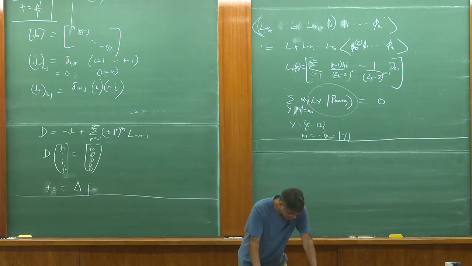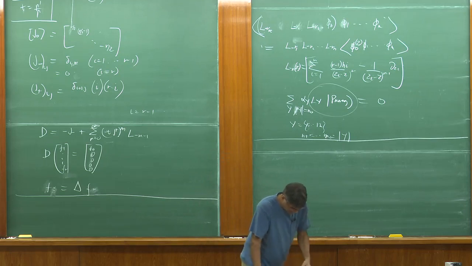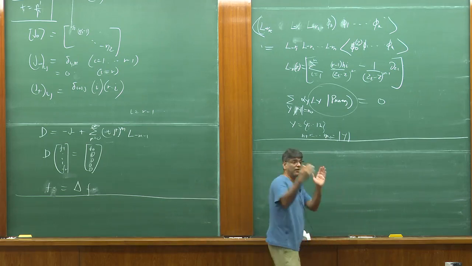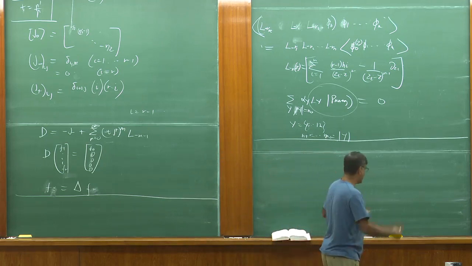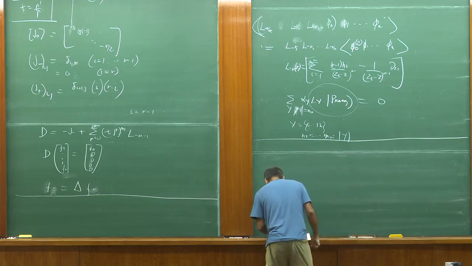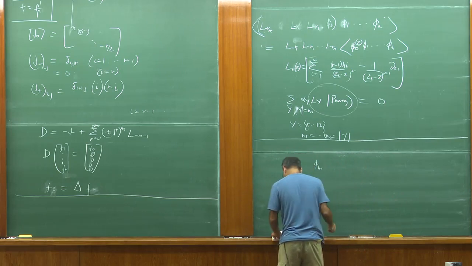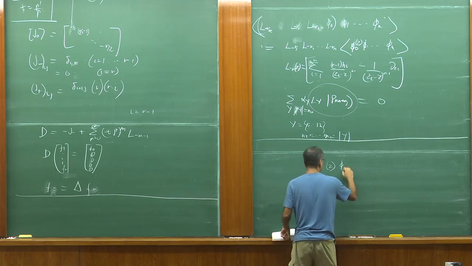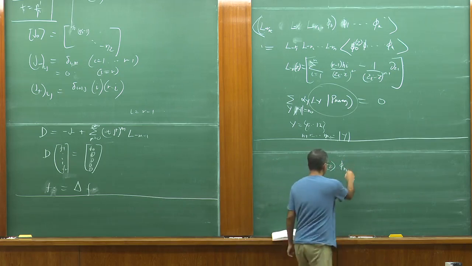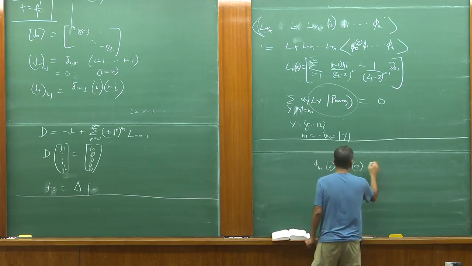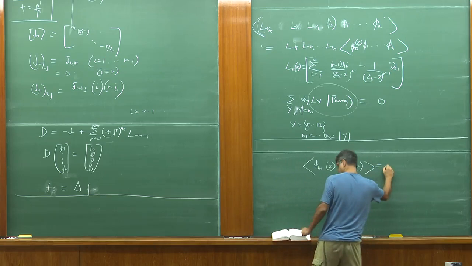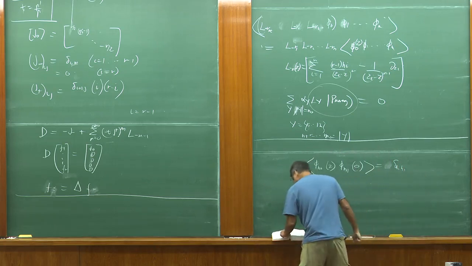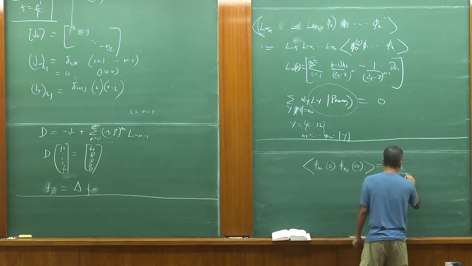Okay. So let's say that we have our original state, our original primary, which has some weight which we'll call h naught. We know that phi h naught of z times phi h1, where this is some other primary, of 0, is equal to delta h naught h1 times 1 over z to the power 2 h naught.